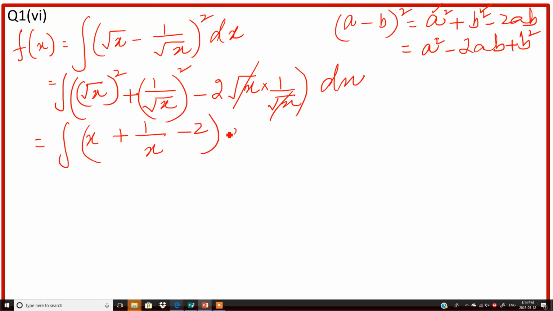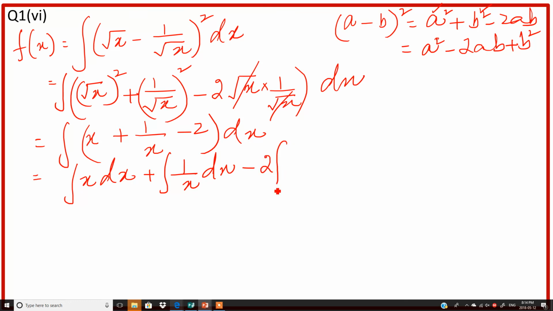Now see, we have three terms. X, this is first term, second term and third term. So we will integrate individually all these three terms. Integral of x dx plus integral of 1 over x dx. This is constant. So I told you, if we have a constant, we have to write down before the integral sign and then dx. If you want, you can write down 1 dx, but dx is also fine.